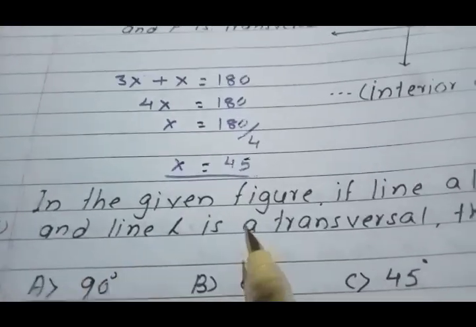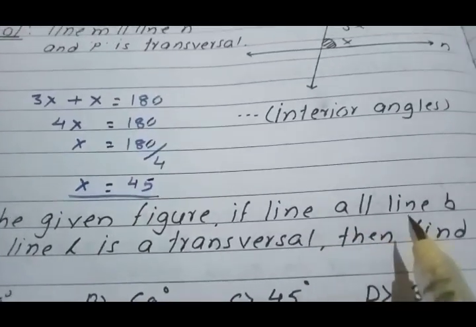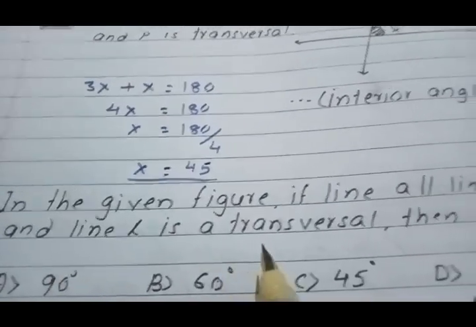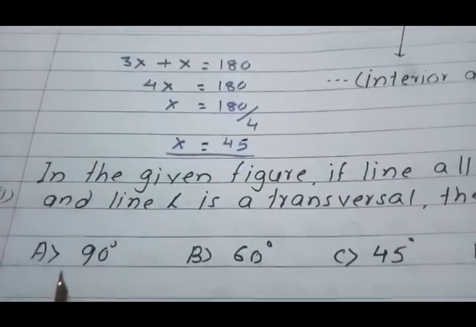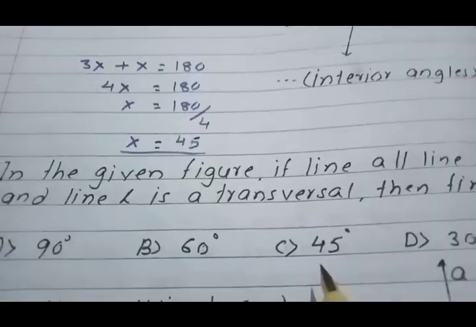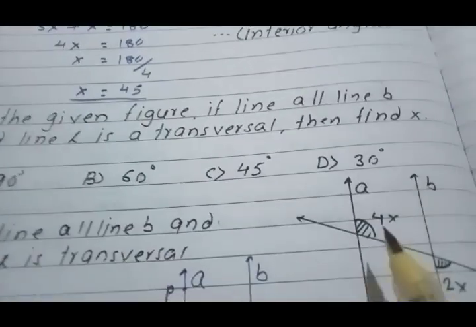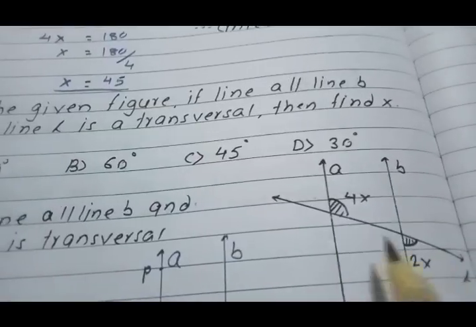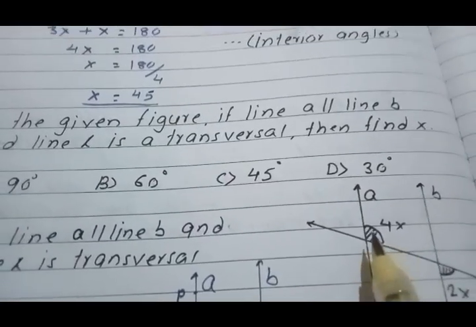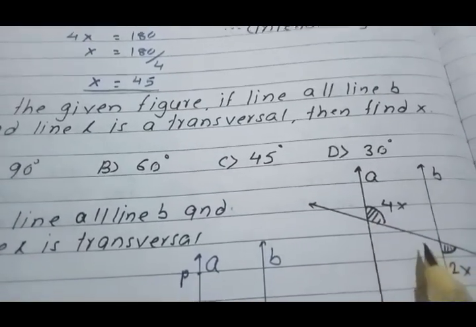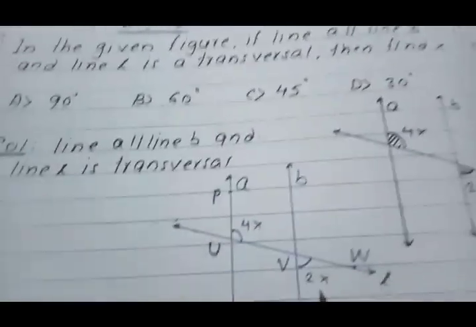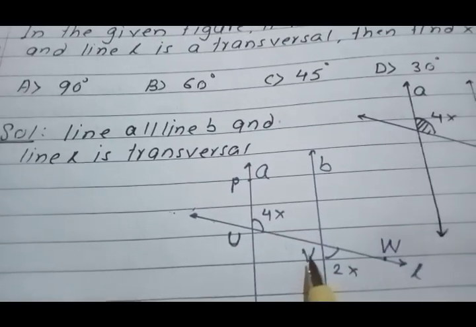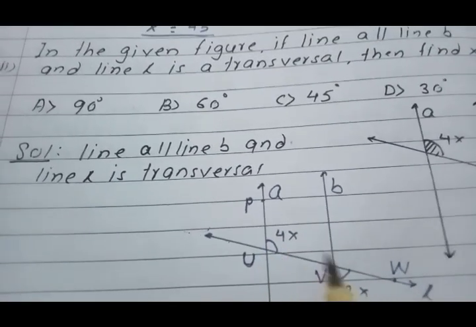Then number 2. In the given figure, if line A parallel line B and line L is a transversal, then find X. Here A 90 degree, B 60 degree, C 45 degree and D 30 degree. Here A parallel line B and L transversal. So here angle 4X, this angle V, suppose let V alternate angle.